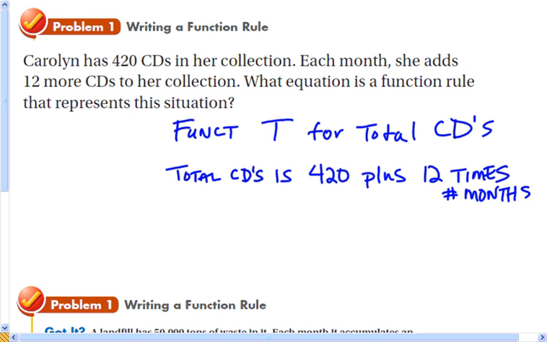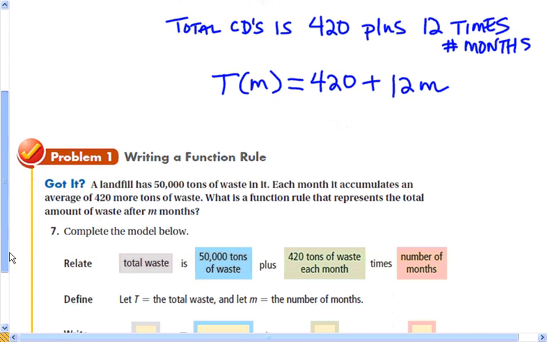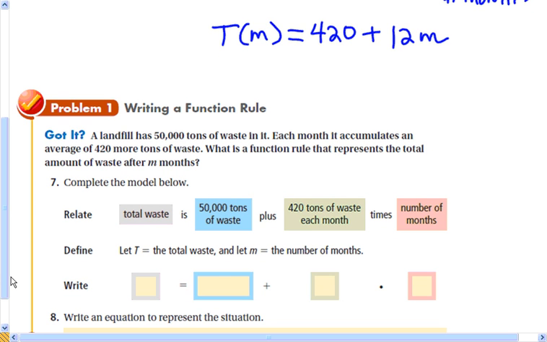And we can write that as a function rule like this, T being our function. And we use the parentheses for a function, that doesn't mean multiply. It means we're displaying our independent variable. And in this case, we're going to use M for months. And so that total T of M equals 420 plus 12M, 12 times M. So, if you want to pause right here and check back with your answers.